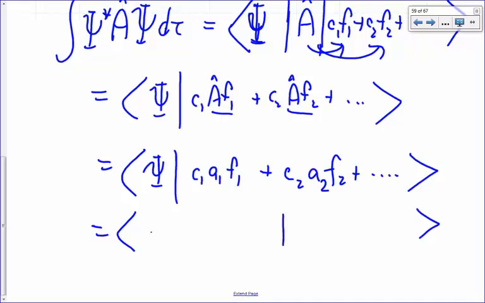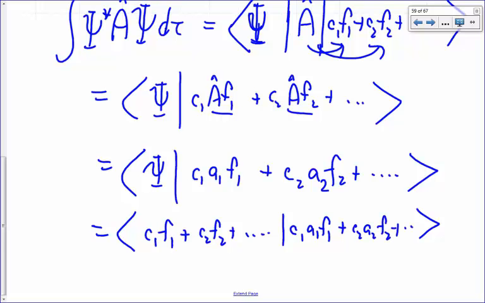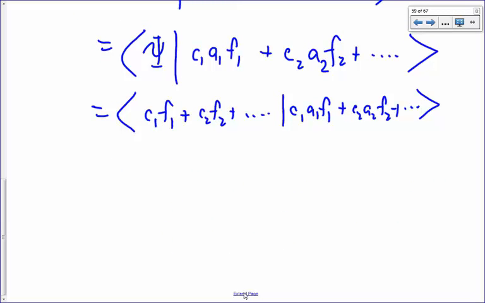This is going to be what? C1 F1 plus C2 F2 plus and so on. I have C1 A1 F1 plus C2 A2 F2 and so on and so forth. Okay? So what can we do? We can split this up into little parts. So if you put this one and this one together, what do you get?